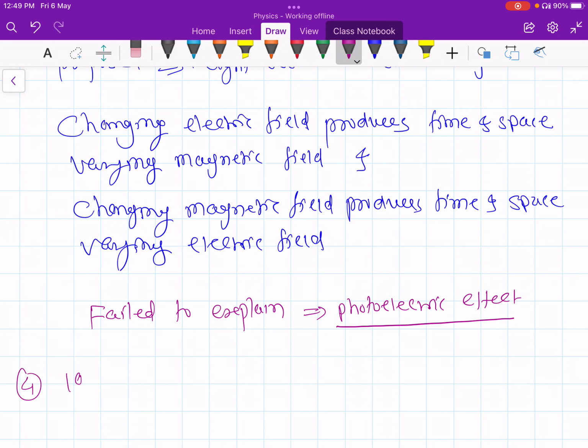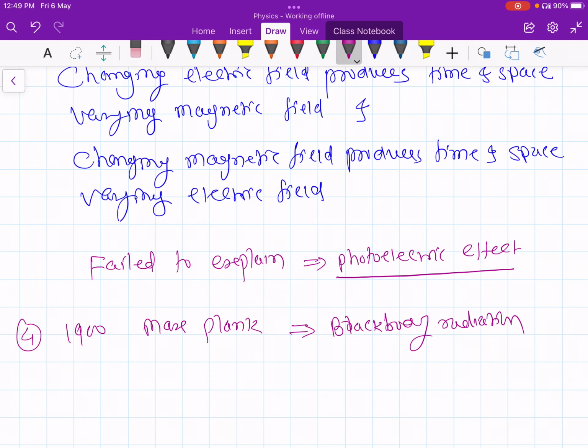Then in the year 1900, Max Planck, another scientist, was studying black body radiation. He developed some equation, and the result of that derivation was not satisfying if he assumed light is a continuous wave. So, just to fit that formula, he proposed that light is not a continuous phenomenon. On the contrary, he says that a light source emits quanta, discrete quanta.